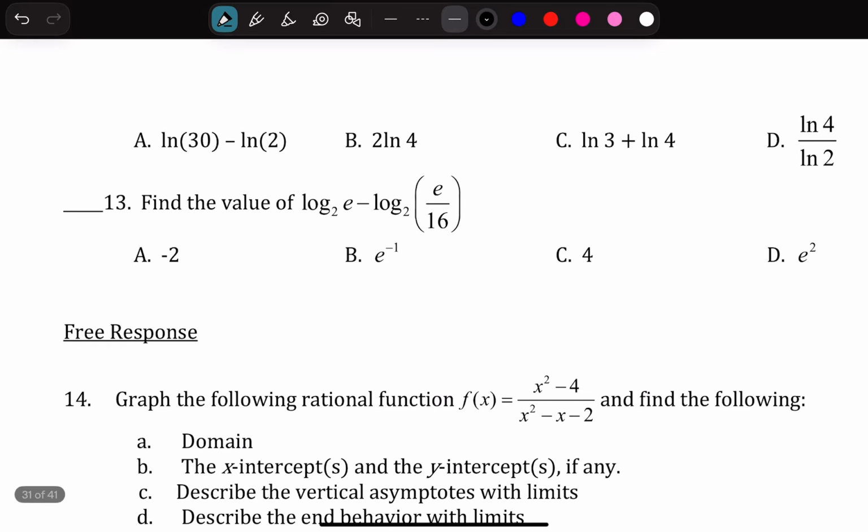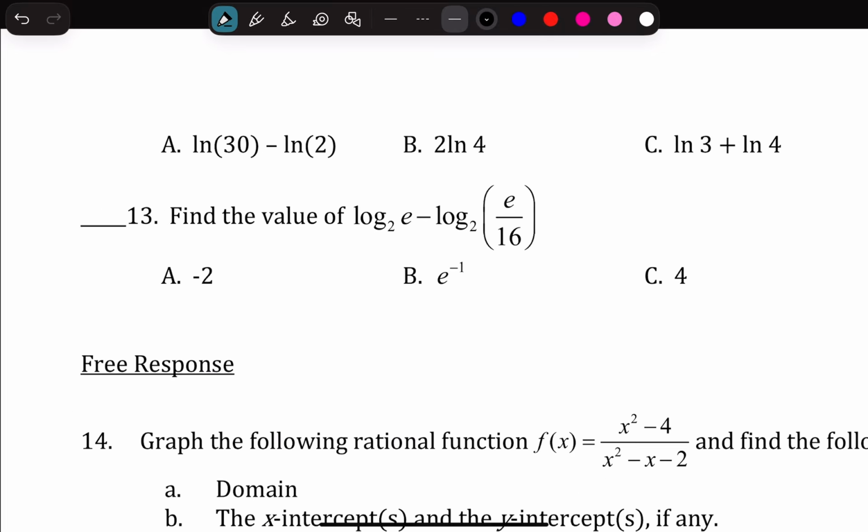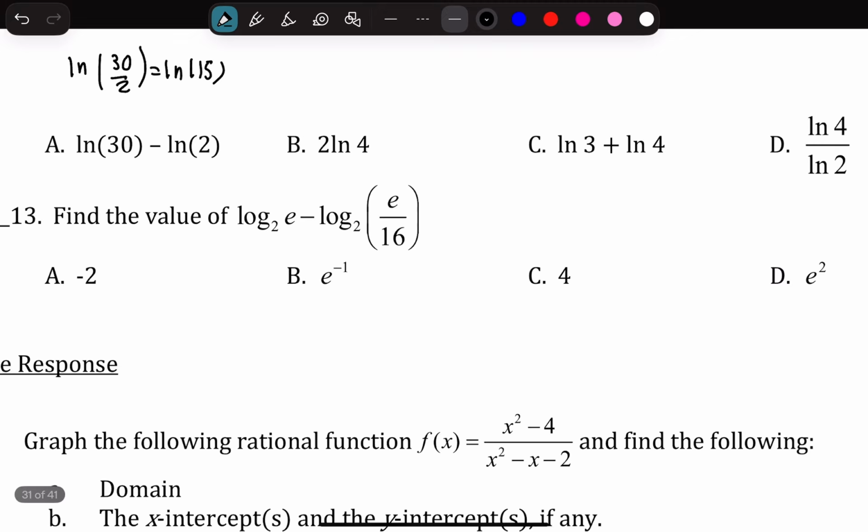So how can we rewrite ln of 30? And how can we rewrite ln of 2? Well, we can use the fact that they're both ln, so we can use ln 30 over 2, and that's just going to be equal to ln of 15. Now for b, we have 2 ln of 4. That's going to be equal to, we can raise that 2 up here, which is a property of logs. So then this becomes ln 4 squared, and that's going to be equal to ln 16.